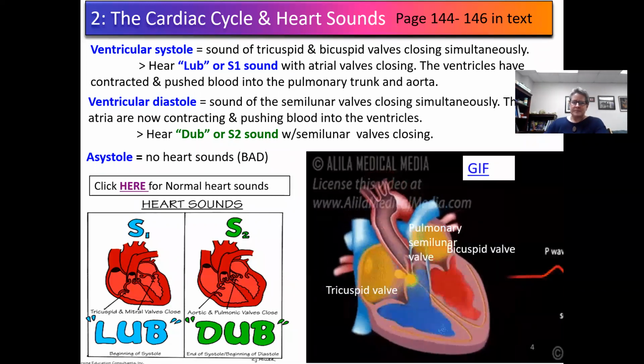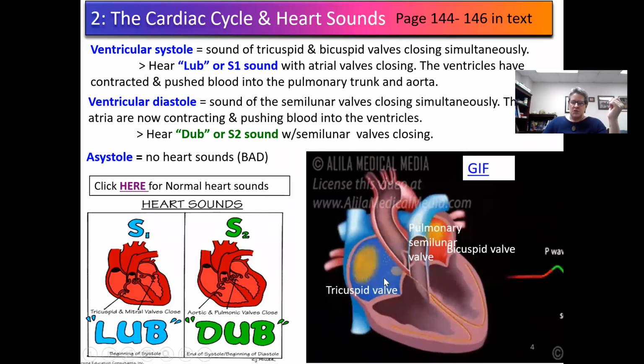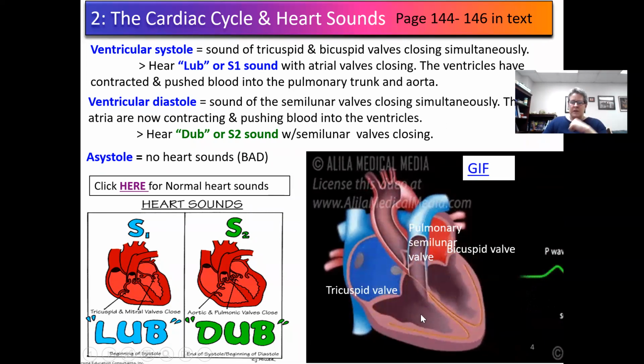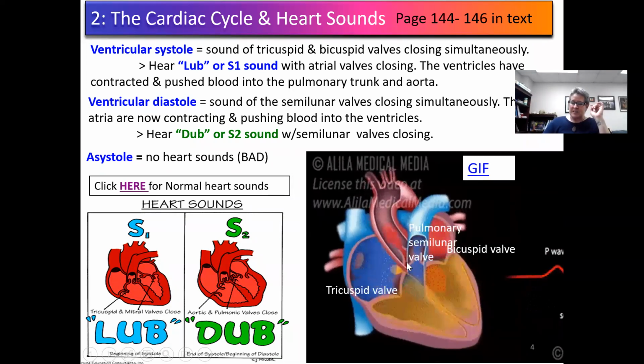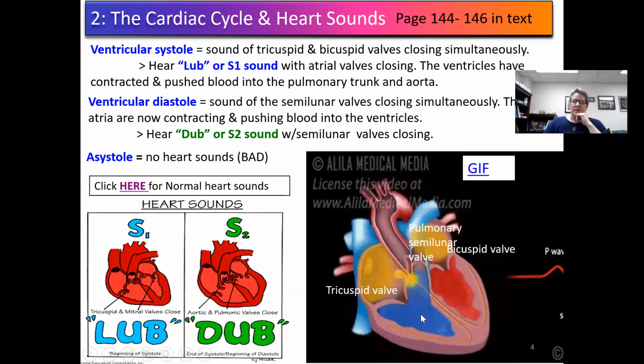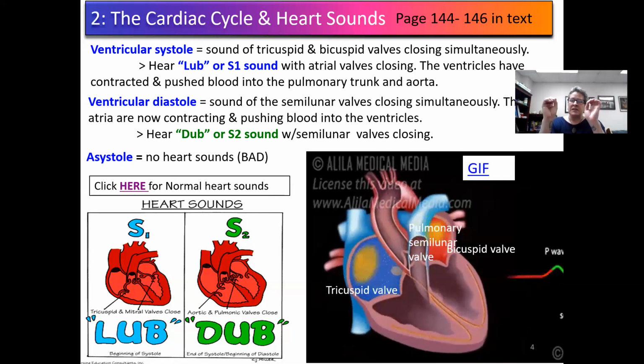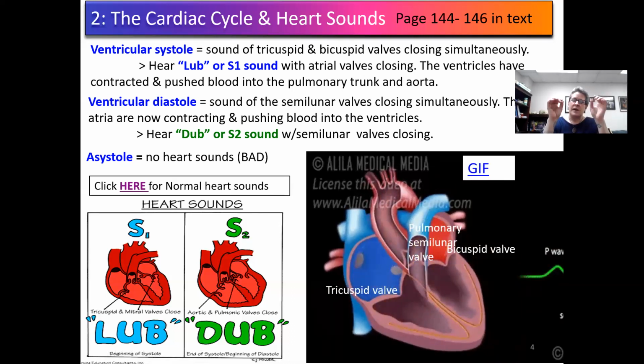So if we're looking at what's happening during ventricular diastole and ventricular systole, when the atria's valves are open and they are filling the ventricles with blood, that's known as ventricular diastole. That's when the ventricles are filling. That's when the tricuspid and bicuspid valves are open, depositing their blood into the ventricles. At that time, the semilunar valves are closed. During ventricular systole, the ventricles are contracting and pushing their blood into the semilunar valves. That blood is now going into the pulmonary trunk and the aorta. At the time that happens, the tricuspid and bicuspid valves must be closed when the ventricles are contracting.